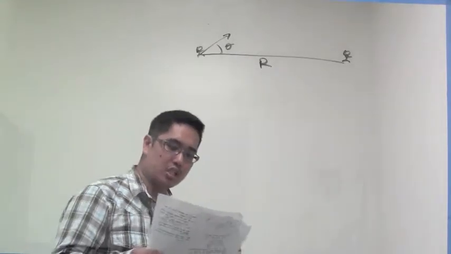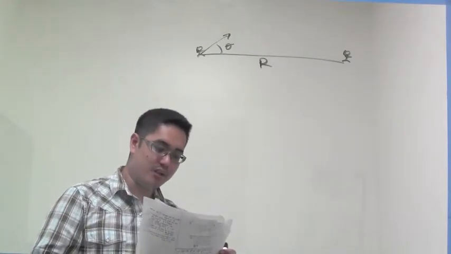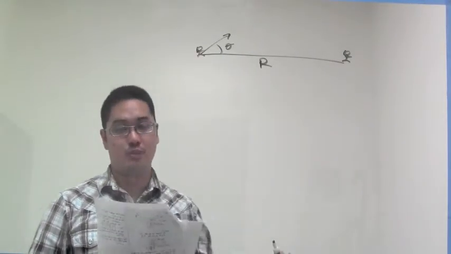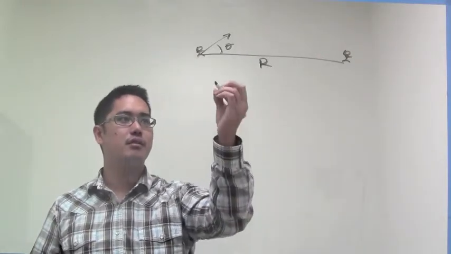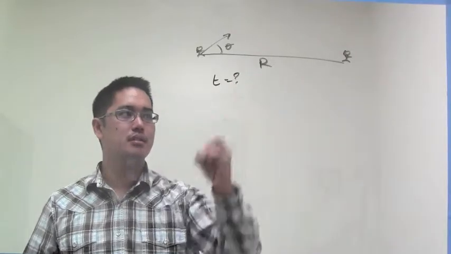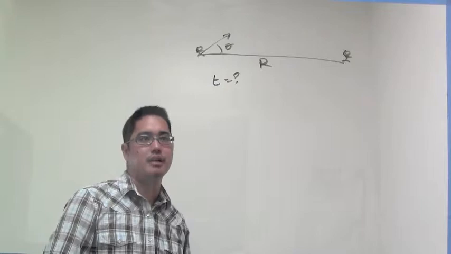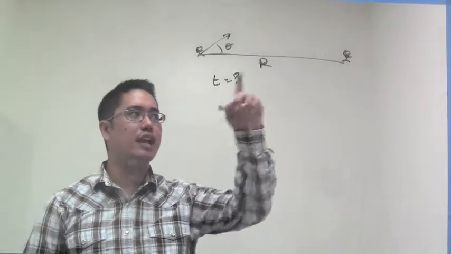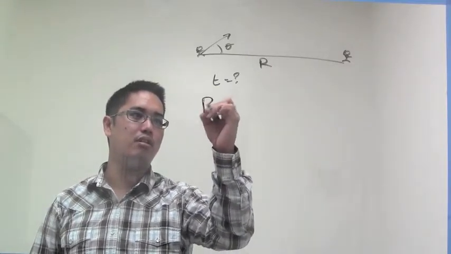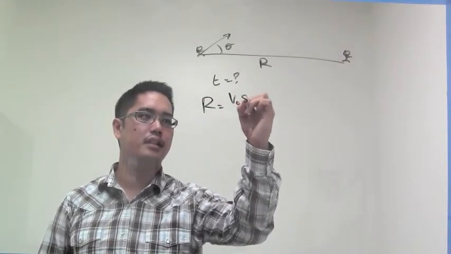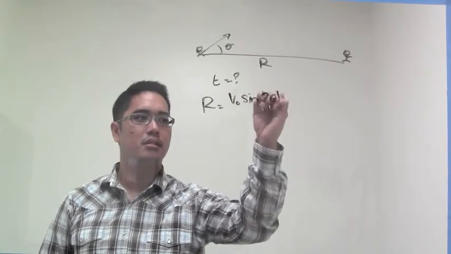If I have something starting and landing at the same exact height, then really my question is how long does it take for the runner to get out there? T equals what? How long does it take for the ball to get from point A to point B? If it's starting and landing at the same exact height, then you can use what I call the range equation. R is equal to V naught sine of 2 theta, all over g.